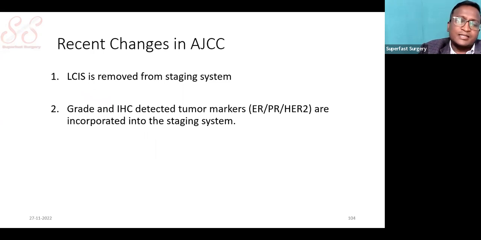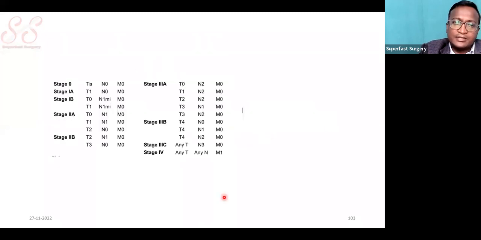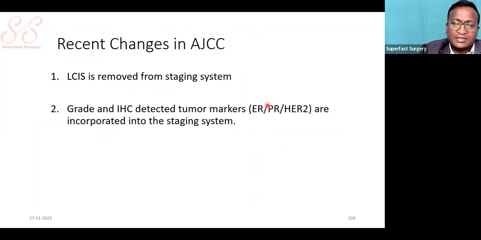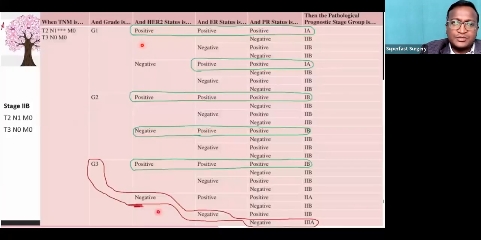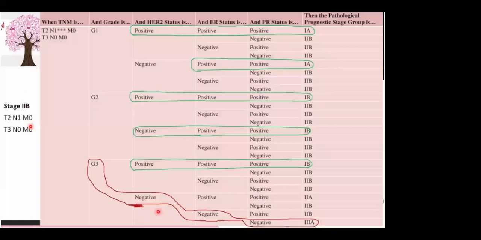So what are the recent changes? LCIS, lobular carcinoma in situ, is removed from the staging system, as we discussed, and grade and IHC detected tumor markers are incorporated into the staging system. So now we have to include grade and IHC, not in this anatomical staging group. This is the anatomical staging group which we have been using in previous years.